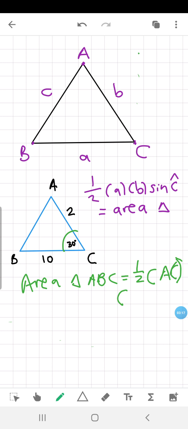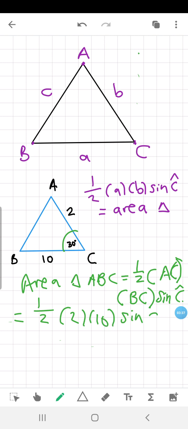AC times BC sine of 30 degrees. Well, actually, no, in the first part, we're going to write sine of C because that's part of the formula. Then in the next line, we'll specify that it's 30 degrees. So AC is 2, BC is 10, sine of 30 degrees. 2 times 10, that does say 30, okay. 2 times 10 is 20, times a half is 10. So we have 10 sine 30.